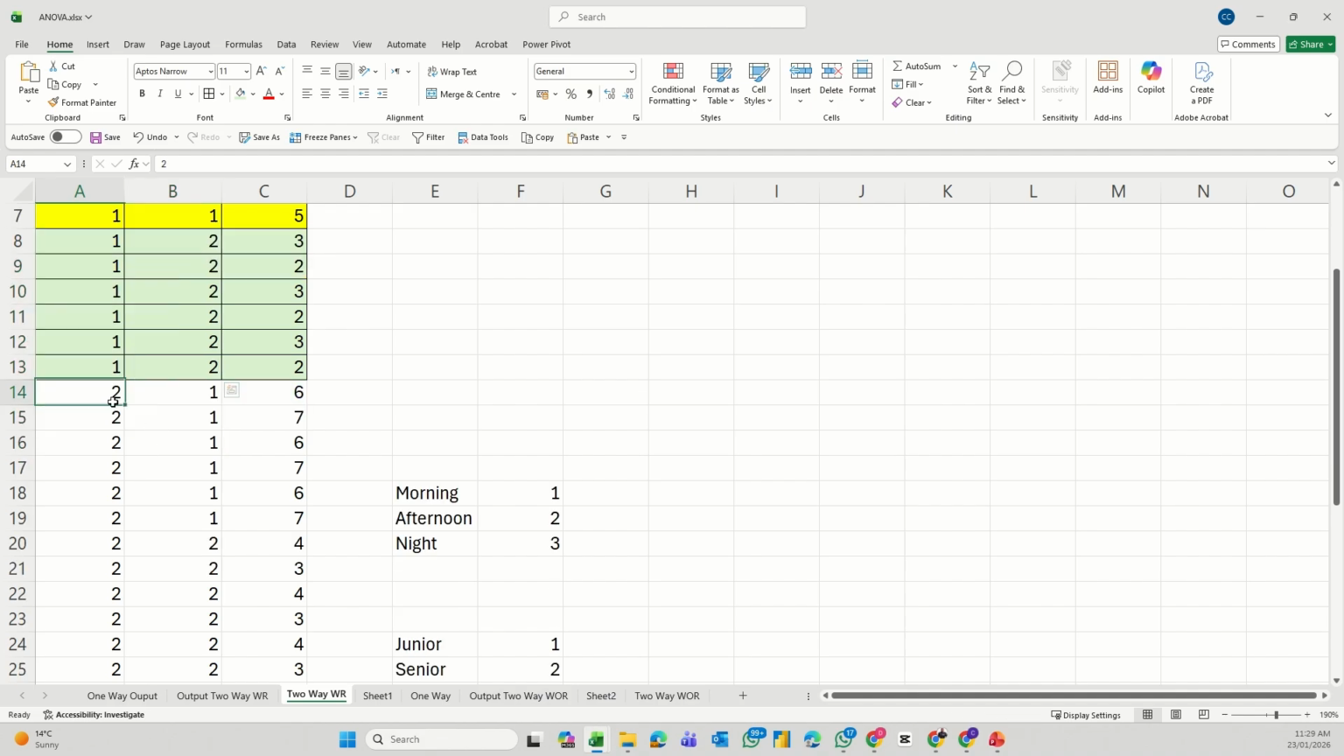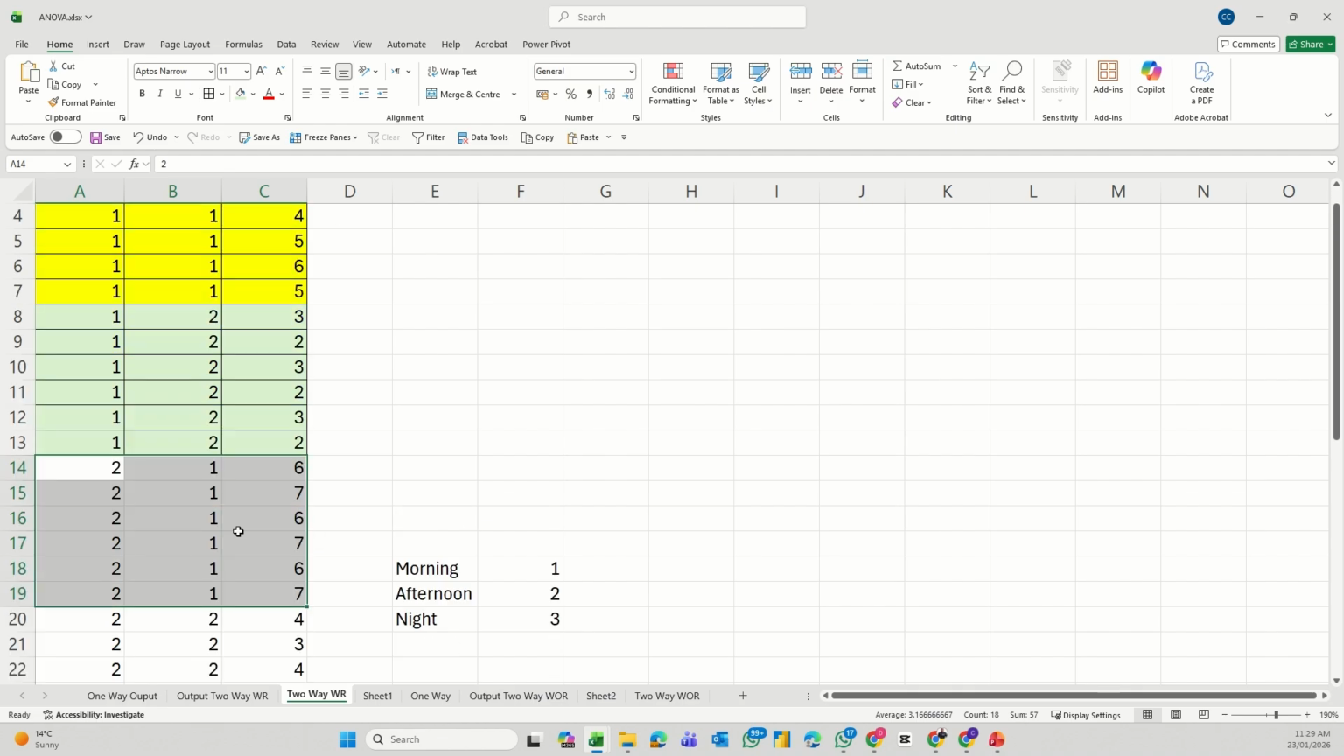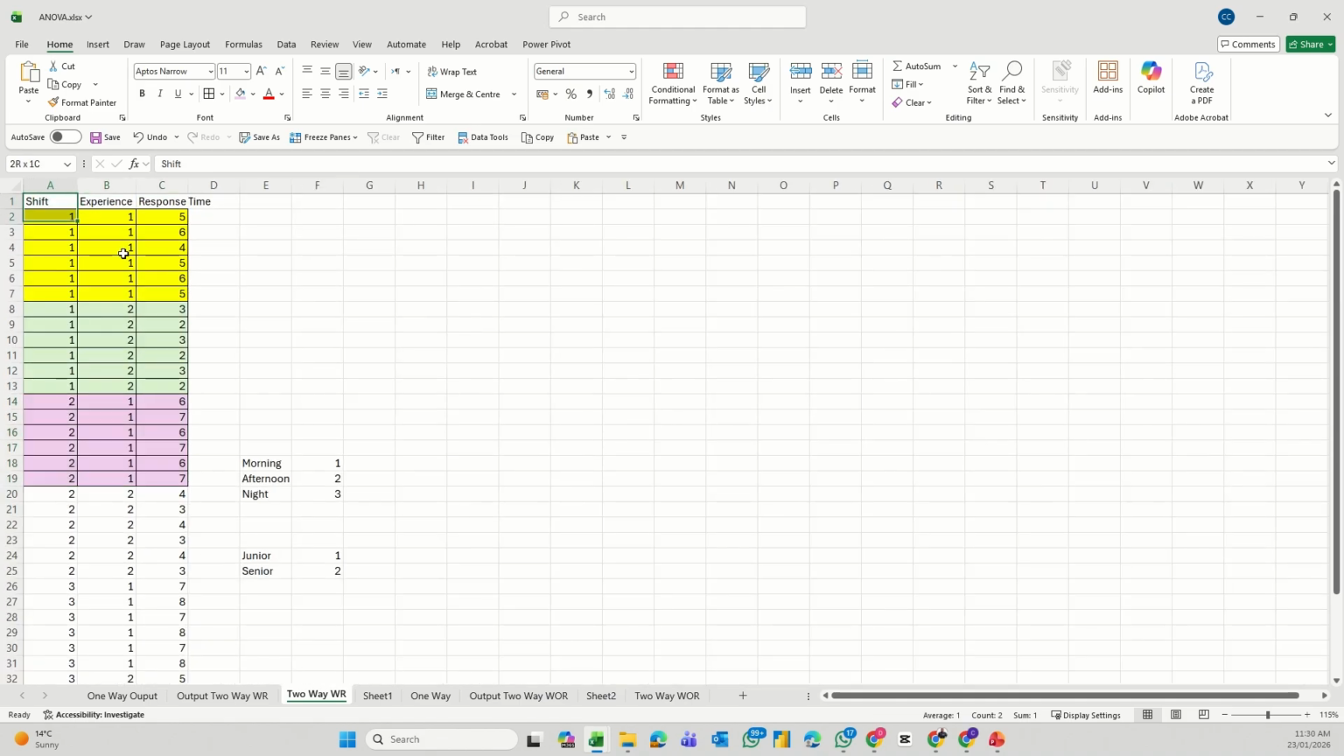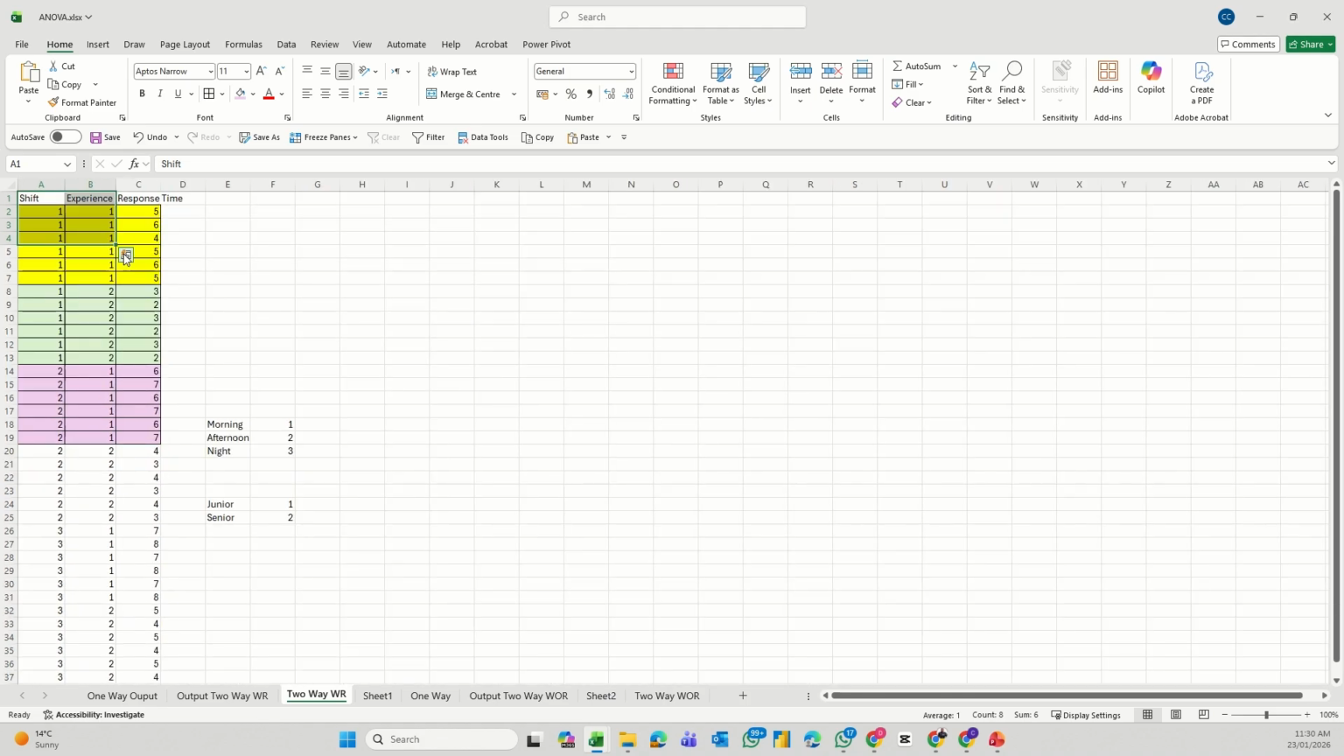Now come back here again. Look at this pattern here. They are the same for these 6 repetitions. That means they were checking response time 6 times when the shift and the experience level are being kept at one place. You get it now? So yes, the patterns are 6.